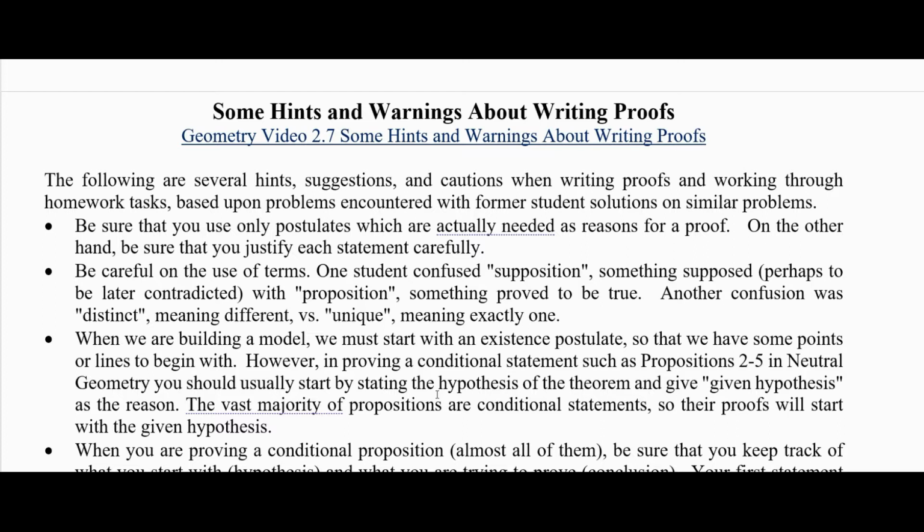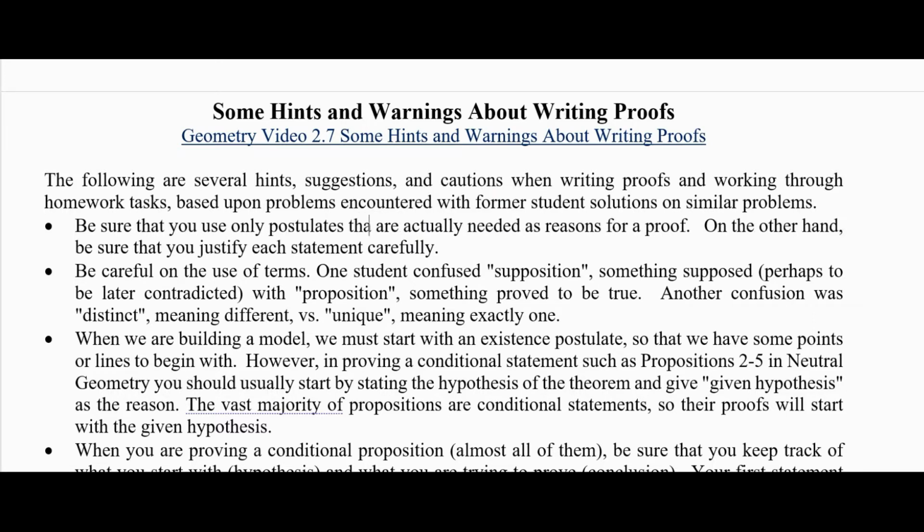So here are some hints, suggestions, and cautions when writing proofs and working through some of the homework tasks for my class, based on the problems I've encountered with former student solutions on similar problems. First, be sure that you only use the postulates that are actually needed as reasons for a proof. On the other hand, be sure that you justify each statement carefully.